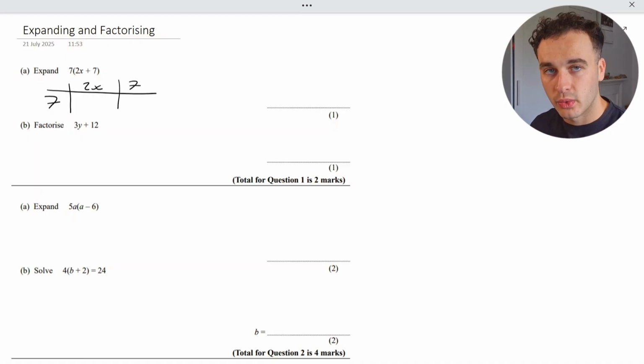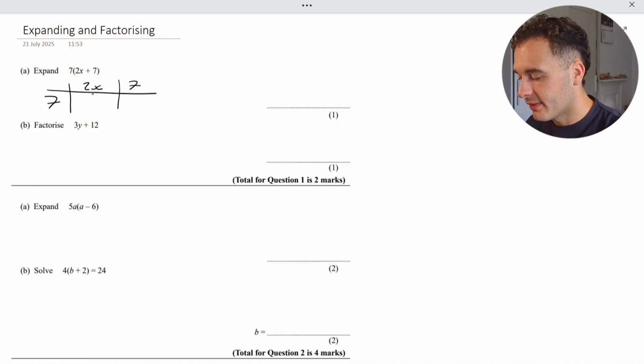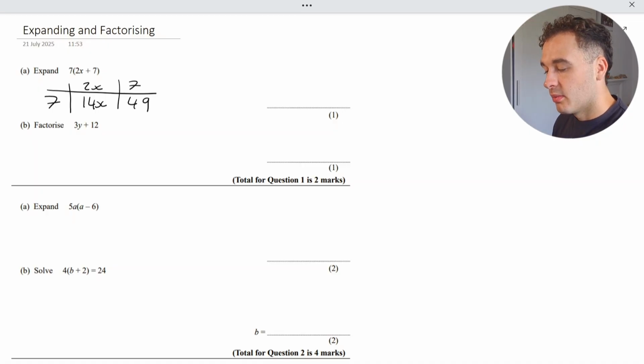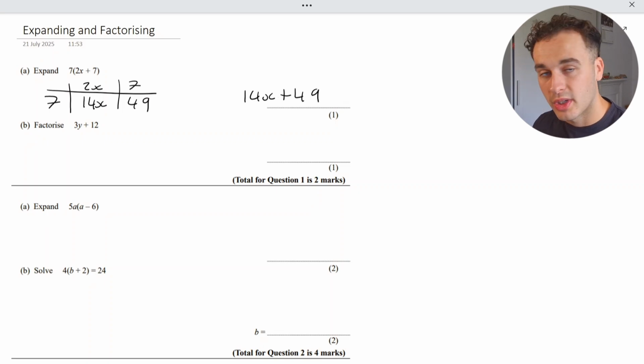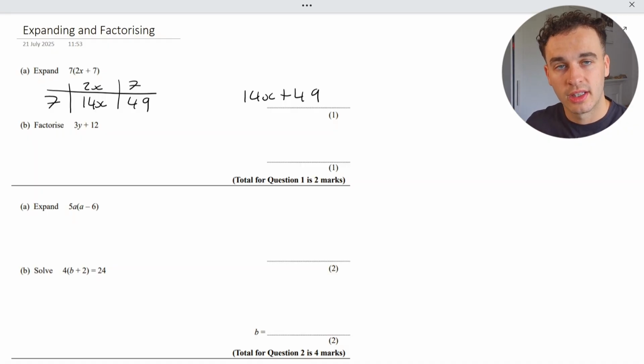So I've drawn out a little grid. This helps people to understand usually what we need to do. 7 times 2x is 14x, and 7 times 7 is 49. So we've got two terms, 14x and 49, so our final answer is just 14x plus 49. And remember, you cannot add 14x and 49. They are two separate terms, so you leave your answer like that.